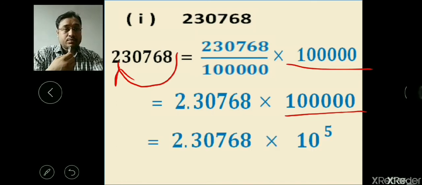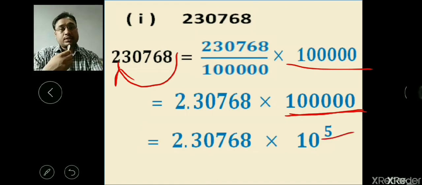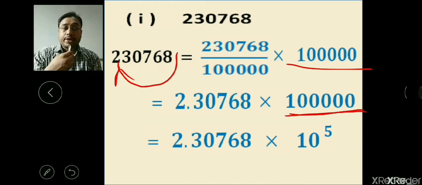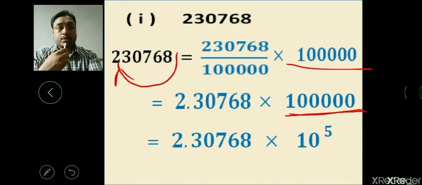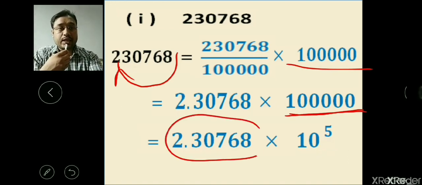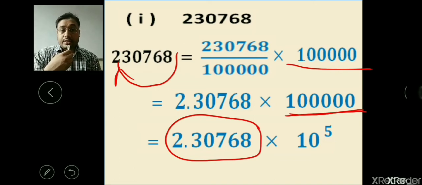If the number's starting digit is 1 and after that only 0s are written, then you count the number of 0s. If it has 5 zeros, then you will give 5 power here. So this is the standard form, 2.30768 into 10 to the power 5, where 2.30768 is a real number lying between 1 and 10. It is less than 10 but greater than or equal to 1.